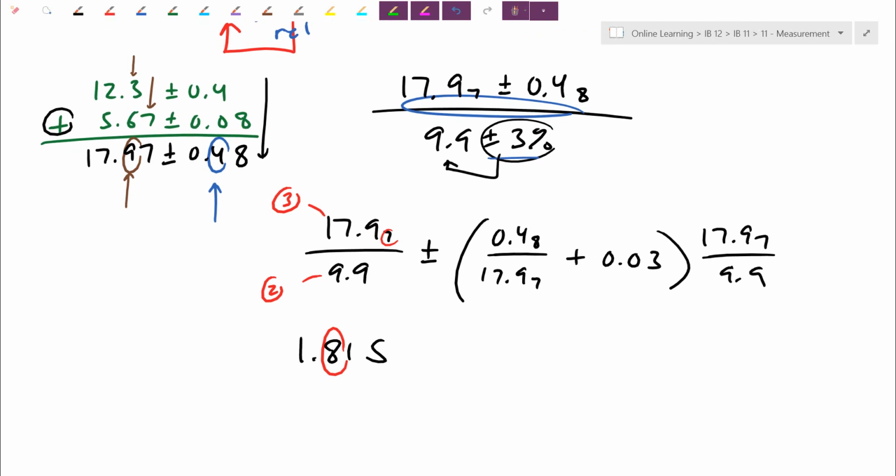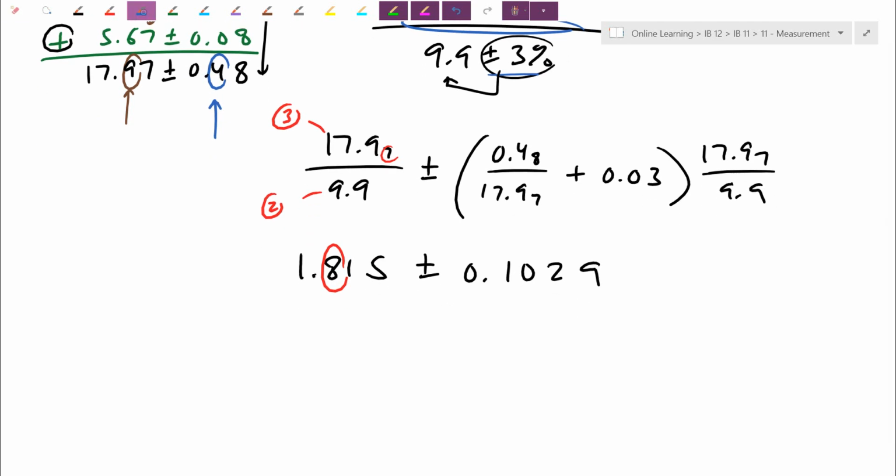For the error part, you can be a little sloppy because in the end, we're going to round to 1 sig fig anyways. I do the 0.48 divided by 17.97, add a straight 0.03. I multiply it off my quotient again. And I'm getting an error plus or minus of 0.1029, give or take. I'm going to round my error to 1 sig fig. So let's round this one to plus or minus 0.1. And whew, luckily for us here, this ended up at 1.8 plus or minus 0.1.